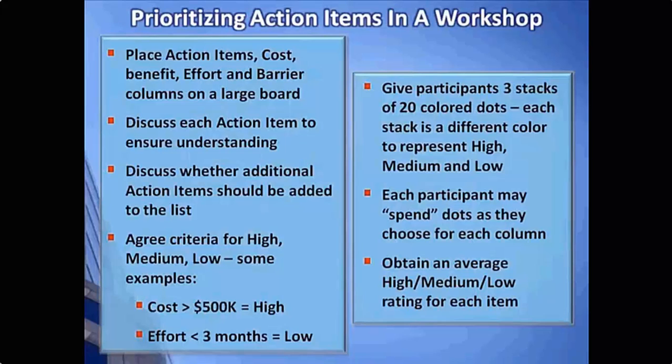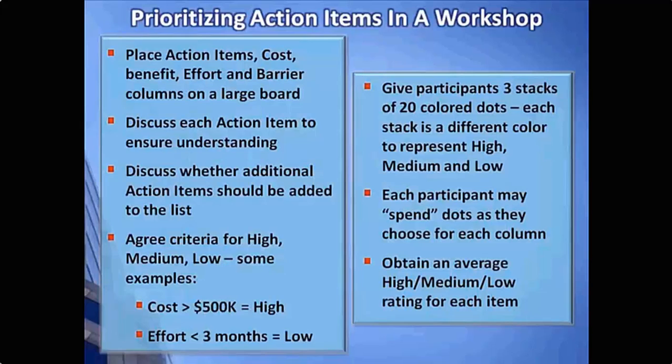What we're going to do in a workshop setting is place the action items, the cost, benefit, effort, and barrier columns on a very large board that everybody can see at the front of the room. We're now going to discuss each action item one by one, first to make sure that everybody understands what the action item is saying. We'll then discuss whether we might need to add additional action items to the list. So initially the assessor has come up with the action items, but maybe after talking to your stakeholders, it may be determined that other ones might be needed.